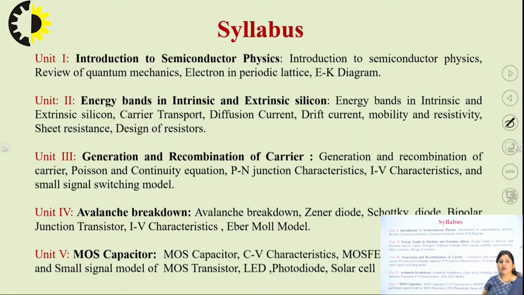In the fourth unit, we are going to cover avalanche breakdown, because there are numerous kinds of diodes which we have to deal with in semiconductor physics. There are avalanche diodes, Zener diodes, Schottky diodes and junction transistors, including the bipolar junction transistor, IV characteristics, Ebers-Moll models, etc. In the last unit, we are going to cover the MOS capacitor, the MOS CV characteristic, MOSFET IV characteristic, small signal model and some semiconductor devices like LEDs, lasers, photodiodes and solar cells.